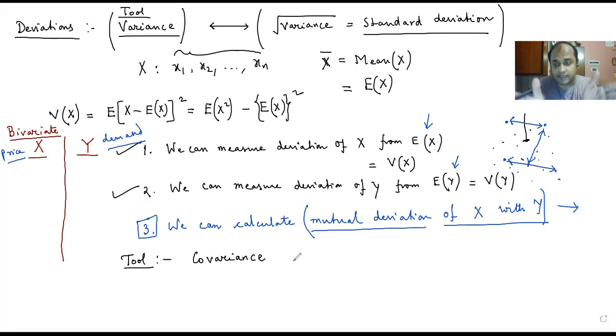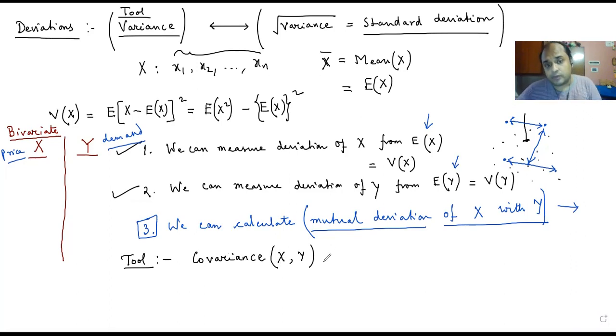Two variables move simultaneously. One decreases while the other increases, or it may so happen that both of them are moving in the increasing direction, or both in the decreasing direction. So this simultaneous movement is there in the two variables. Covariance means the mutual variance, the mutual deviation of the two variables, and we write it as covariance of x comma y.